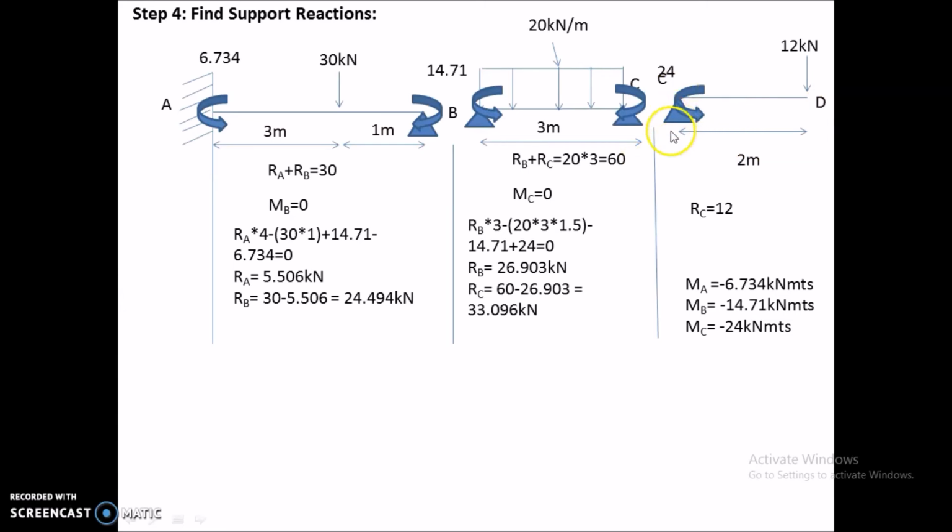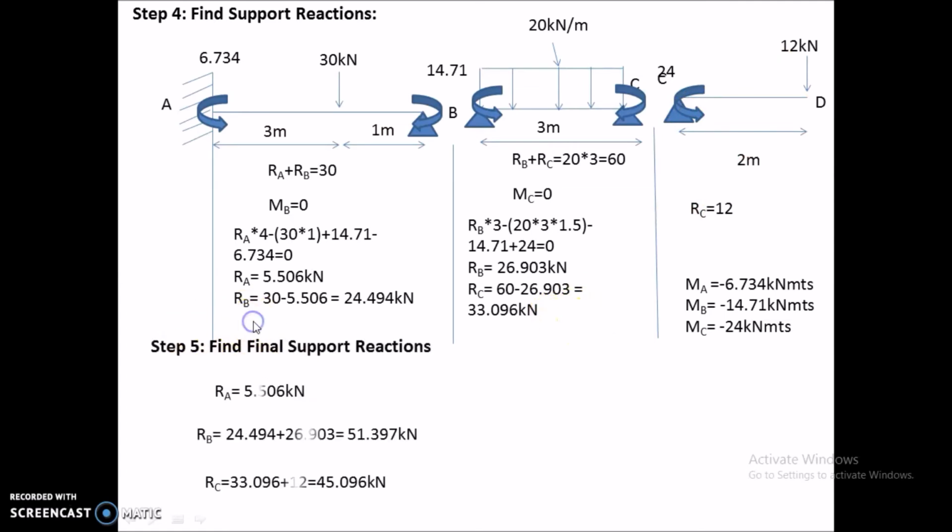We had only one force Rc, and we had only one force 12. So Rc is equal to 12. Sigma Fy is equal to 0, that is Rc minus 12 is equal to 0, which is Rc equal to 12. Now the final support reactions, we will get these by adding these values.